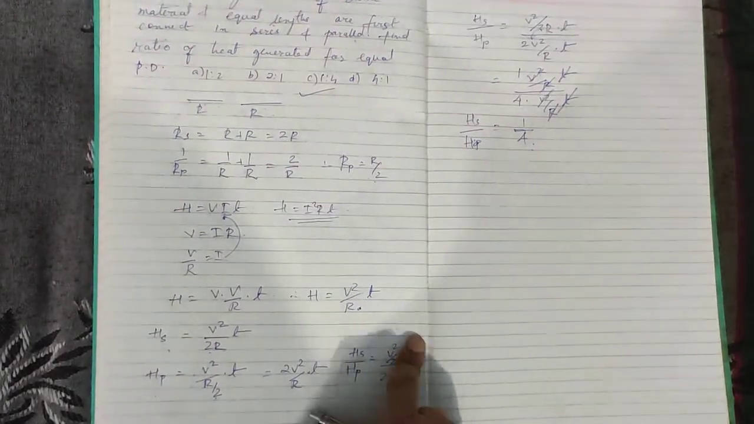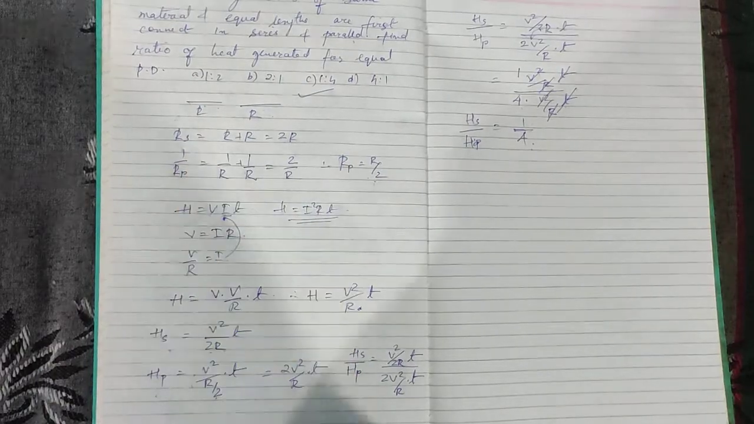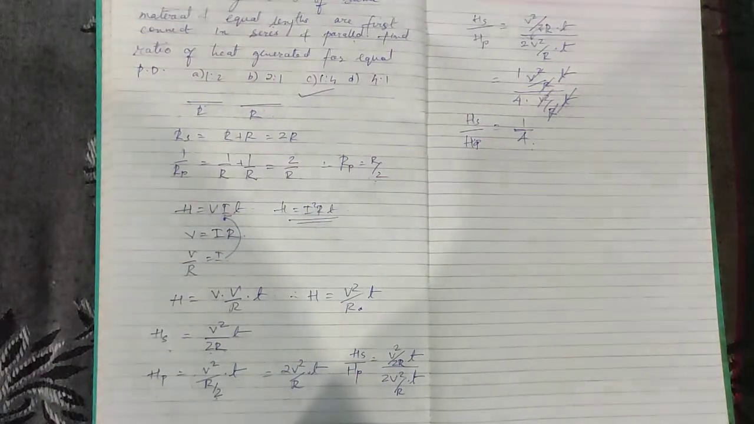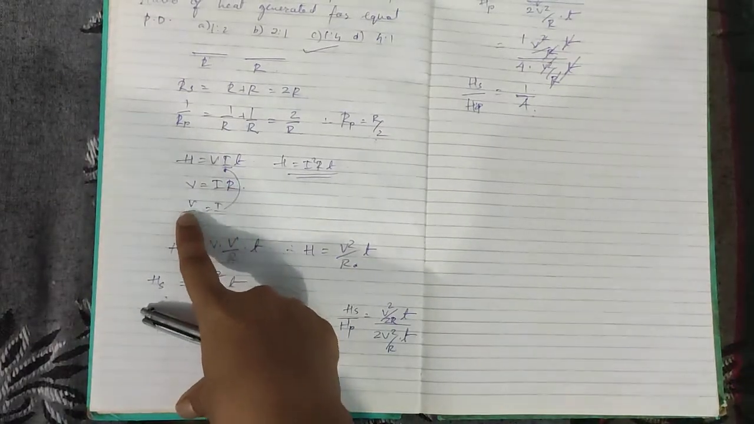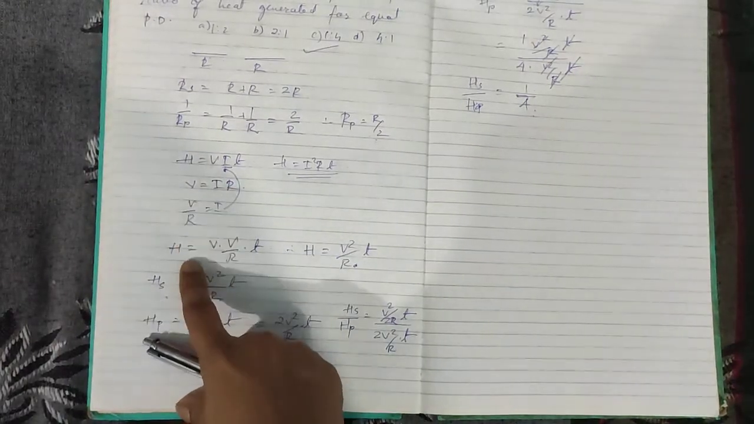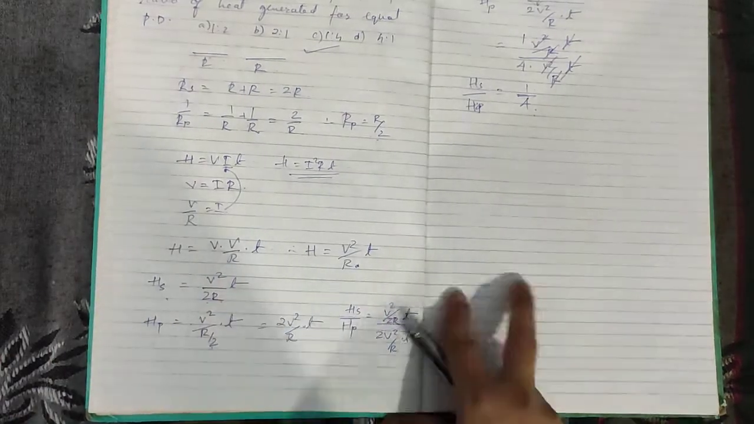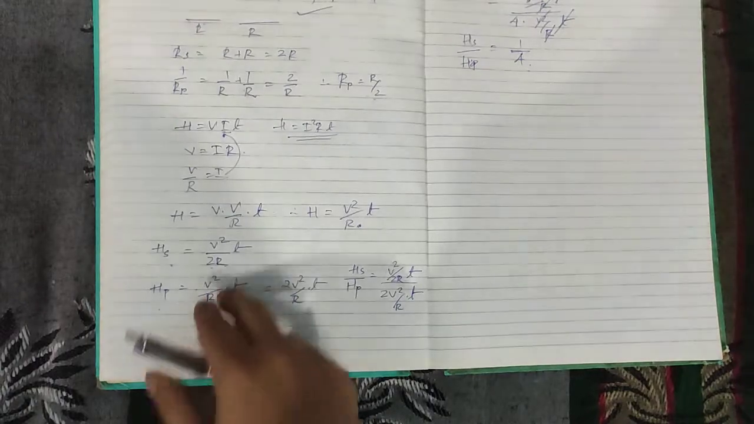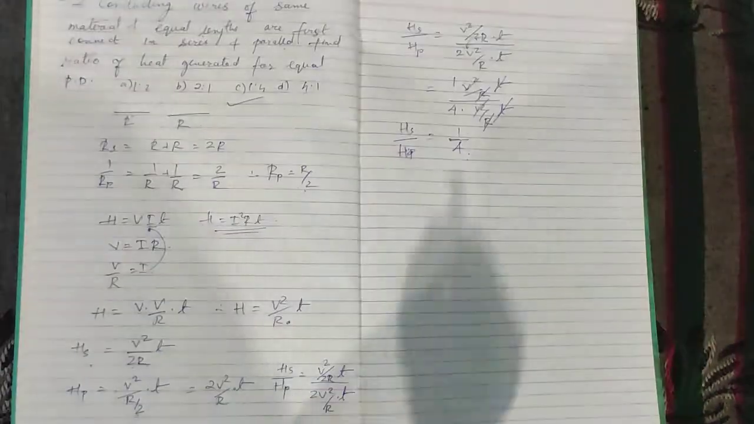This is a simple numerical. First find the total resistance in series and then in parallel. Then convert the formula of heat energy generated in terms of potential difference, which we have done, V square by R into T, and then do the further procedure by simply putting the values of series resistance and parallel resistance.